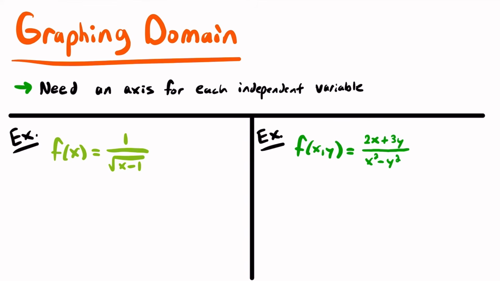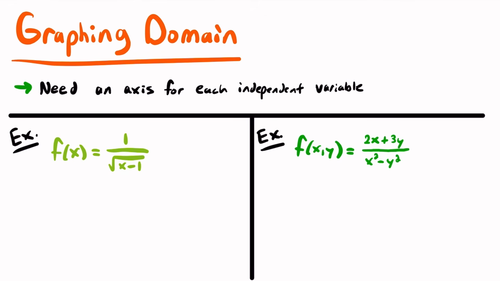And remember what we talked about earlier at the beginning of this lesson, that when you graph the domain of any function, you need an axis for each independent variable. Okay, so back to a single variable function for a second. If we have f of x is equal to 1 divided by the square root of x minus 1, the domain would just be for the values of x that can be input into the function. And so looking at this here, the denominator, you have the square root of x minus 1.